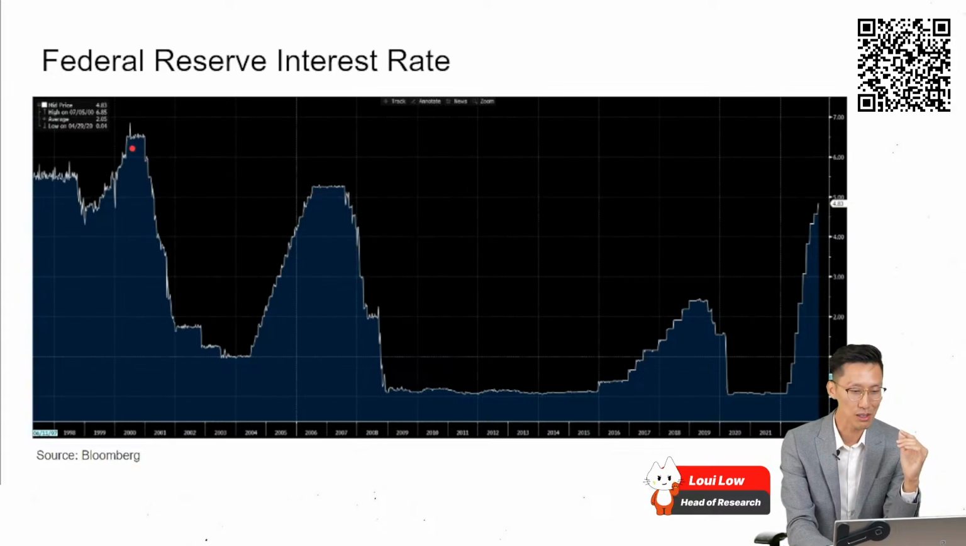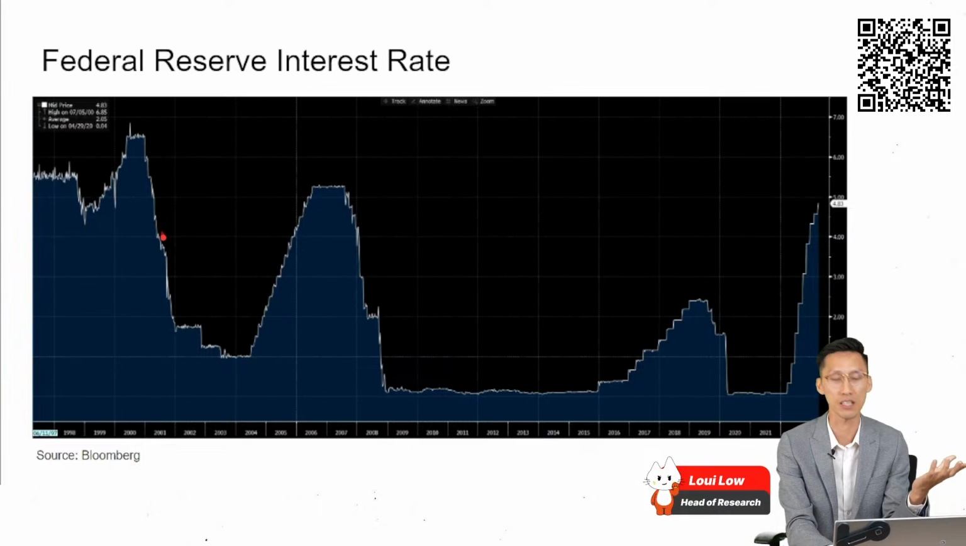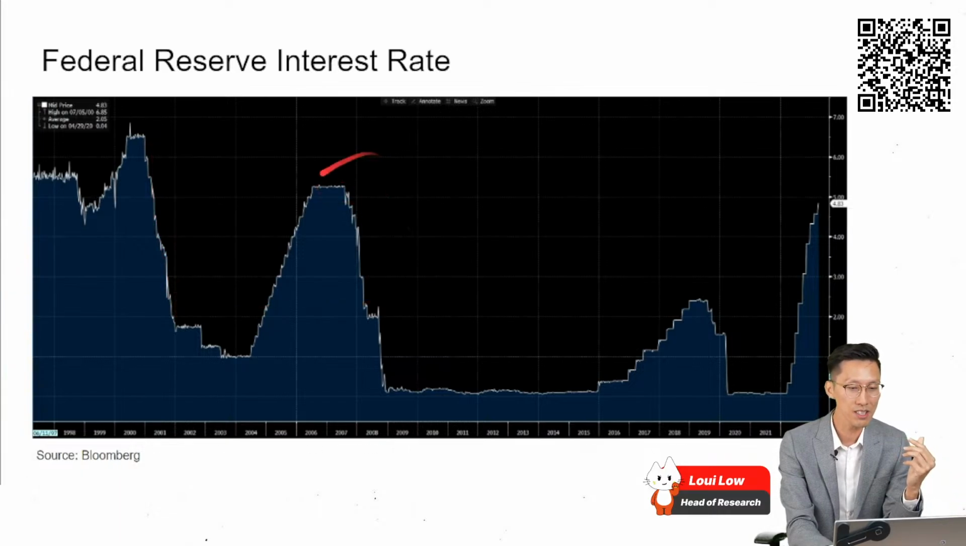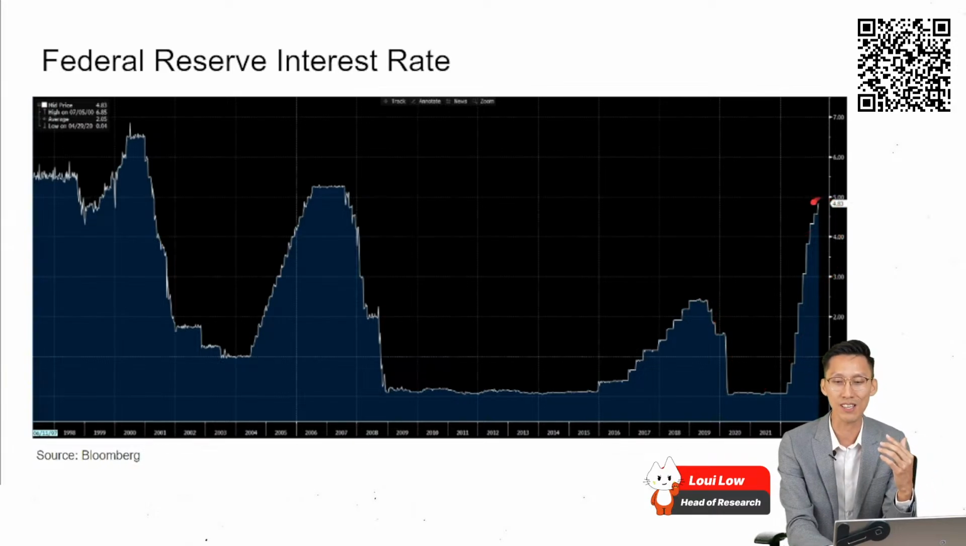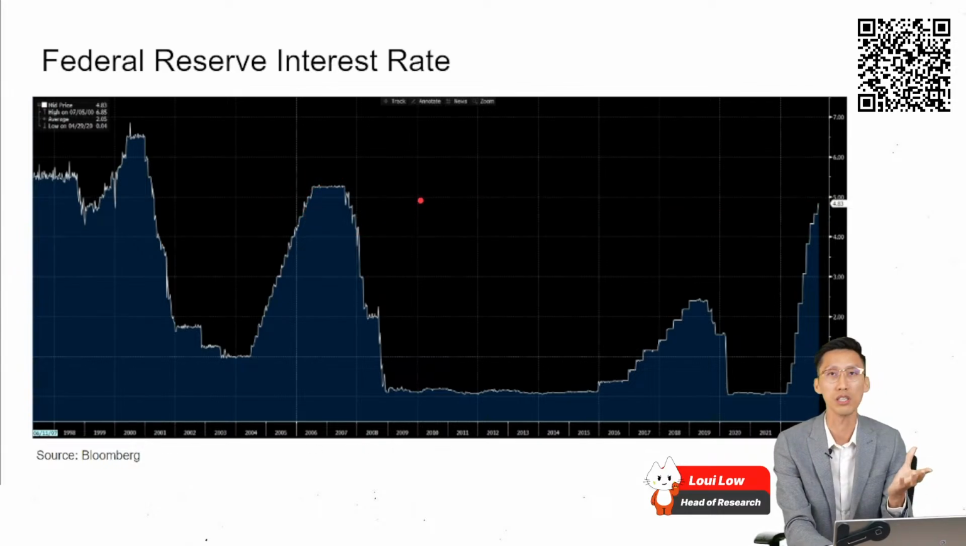If you look at this, during the dot-com bubble in 2000, after they decreased the interest rate, what happened next? After they decreased the interest rate in 2007, what happened next? And during this cycle here, when they decreased the interest rate, what happened during 2020? And also this part here, although right now we are on a rising path, we have to take note of when they are going to reduce the interest rate as well.